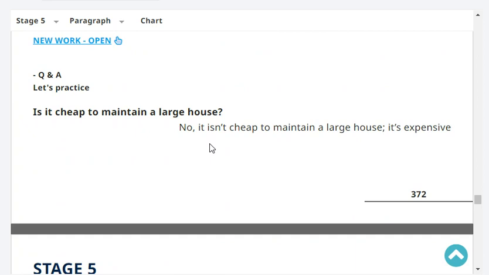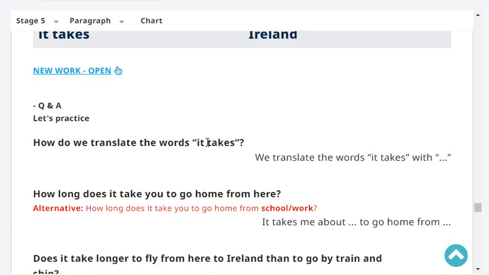Is it cheap to maintain a large house? No, it isn't cheap to maintain a large house. It's expensive. Very good. How do we translate the word it takes in Japanese?